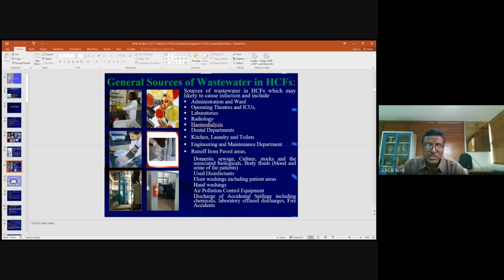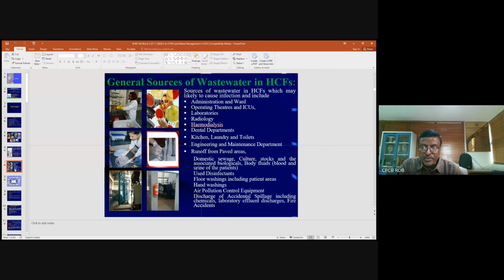Apart from the above sources, there will be runoff water, especially in the monsoon time or rainfall days. Runoff will be there from paved areas. Apart from that, various wastewater is also generated, like domestic sewage and culture stocks, the associated biologicals, and body fluids. Various disinfectants are used in order to maintain cleanliness of the hospitals. Therefore, used disinfectants are also a type of wastewater from the hospitals. These disinfectants, various floor washings, including patient areas, also generate wastewater. Hand washings also generate wastewater.